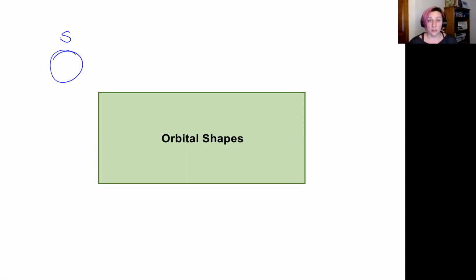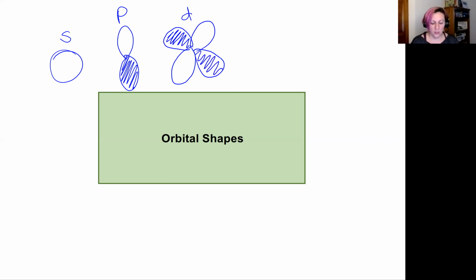And d orbitals as well. And these are the ones that I can draw well. And then also f orbitals, which I can't draw most of them well, but the one I can kind of do okay is this one. So we're going to walk through each of these.